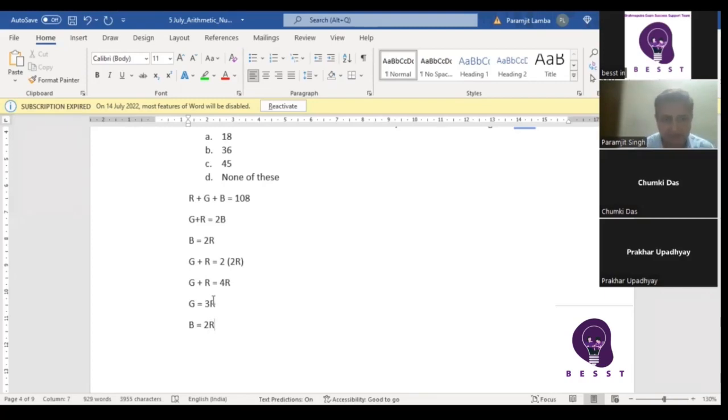Which equation will we substitute the value of green and blue in? Anyone? Sir, first equation. Yes. So in the first equation, red plus green, green is 3R, plus B, B is 2R, is equal to 108, which means R plus 3R plus 2R, that is 6R equal to 108. Now, can anyone tell me the value of R? 108 divided by 6? Sir, 18. Yes, perfect. So 18 is the answer over here.